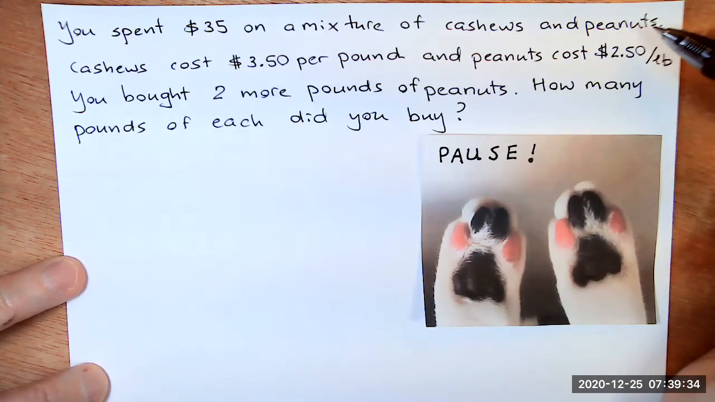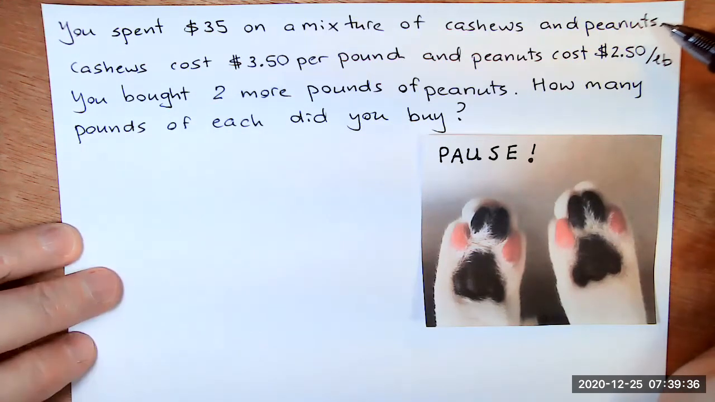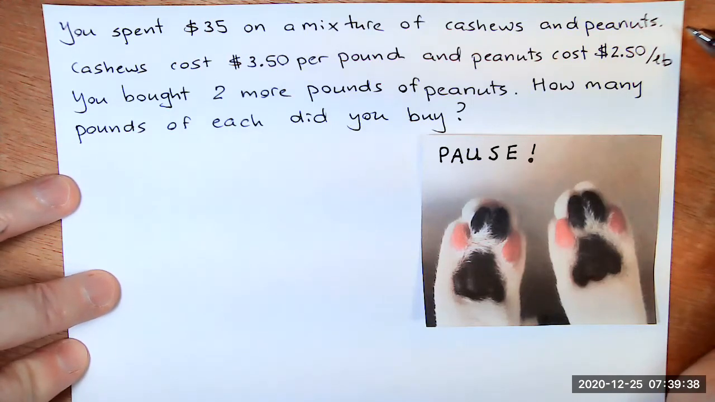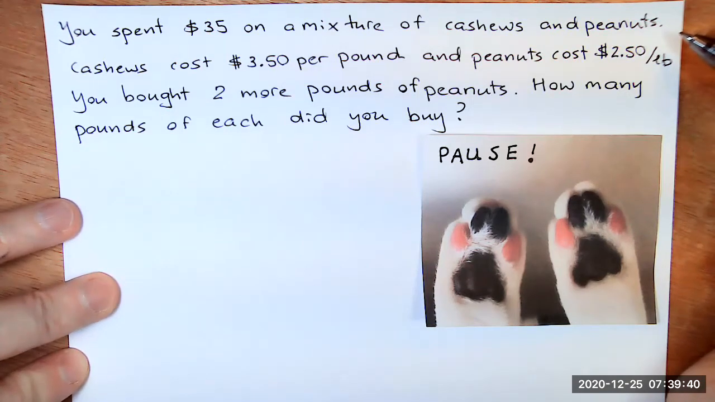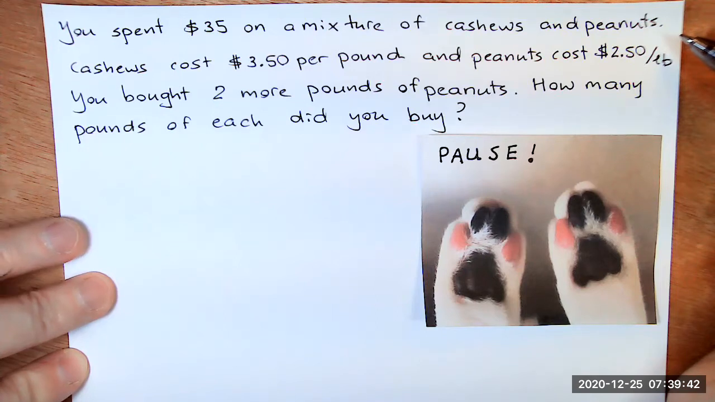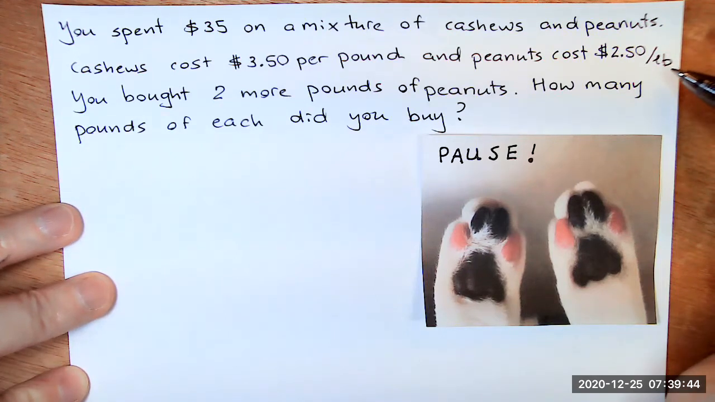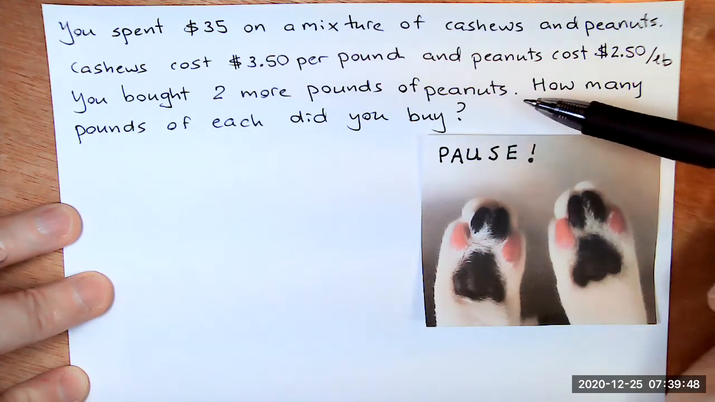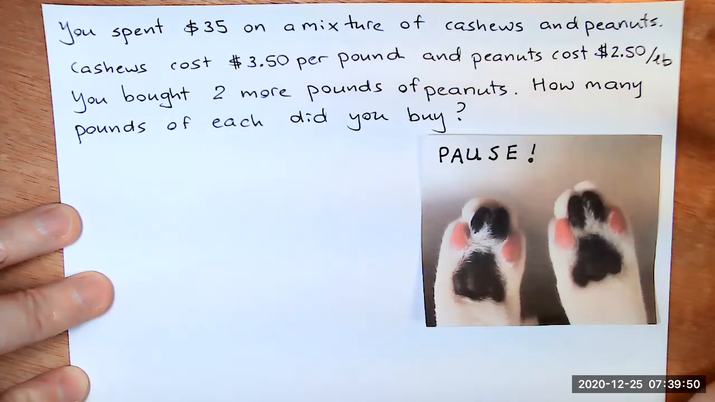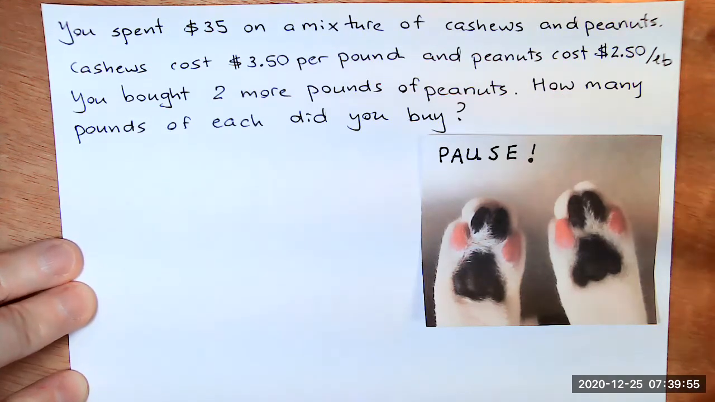All right, you spent a total of $35 on a mixture of cashews and peanuts. Cashews cost $3.50 per pound, and peanuts cost $2.50 per pound. You bought 2 more pounds of the peanuts. How many pounds of each did you buy? This would be a good time to hit the pause button. Try it on your own.